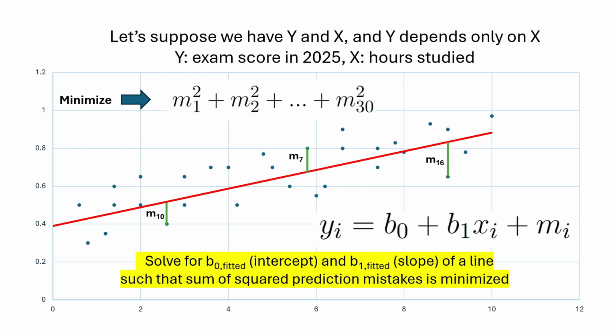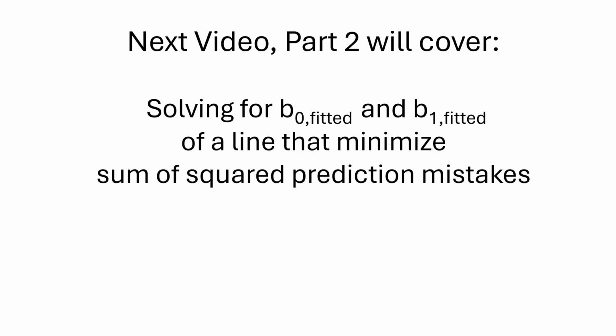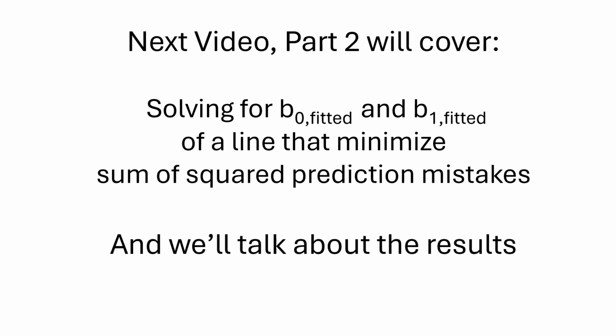So then how do we actually find the fitted line that achieves our goal? How do we carry out the calculation? Well, that's for part 2. In our next video, part 2 will cover solving for B0 and B1 of a fitted line that minimize the sum of squared prediction mistakes. And then we're going to talk about the results.